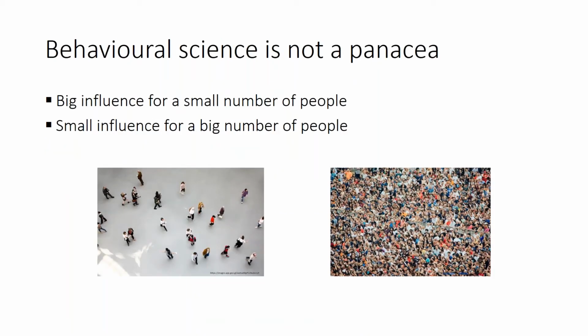Another thing to remember is behavioural science is not a panacea. We often talk about having a big influence on a small number of people, or a small influence on a big number of people. In the next section, I'll step through targeting particular audiences and particular behaviours. But for the purposes of this, it's useful to understand that one intervention is not going to change the behaviour of millions of people, or at least not to a great degree. And so we need to be quite mindful of where and how behavioural science is actually helpful in this context.